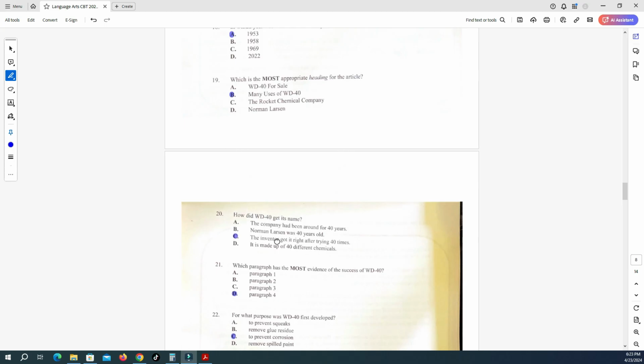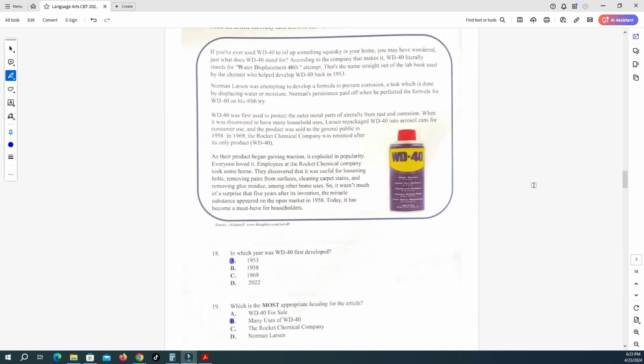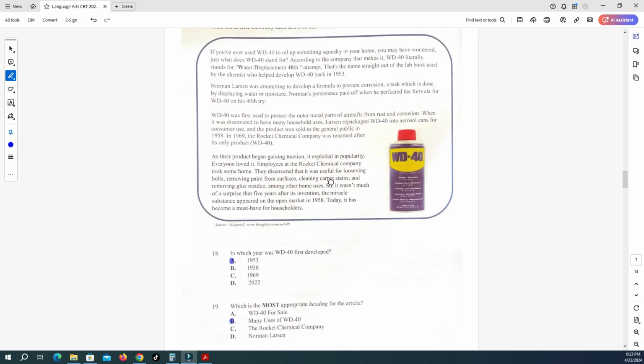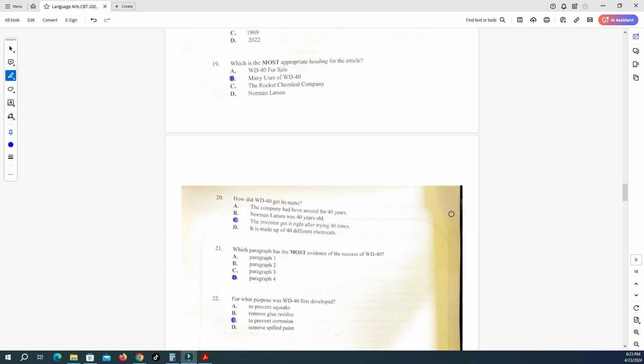Number 20. How did WD-40 get its name? Remember from the 40th try? So the inventor got it right after trying 40 times. Right. 21. Which paragraph has the most evidence of the success of WD-40? I chose 4 because it shows a whole bunch right here. People took it home and it can remove stains from carpet, remove paint, removing glue residue. So I think that this paragraph has the most uses.